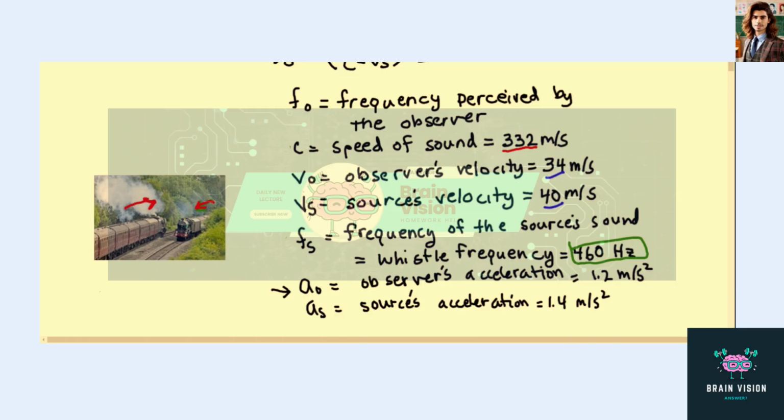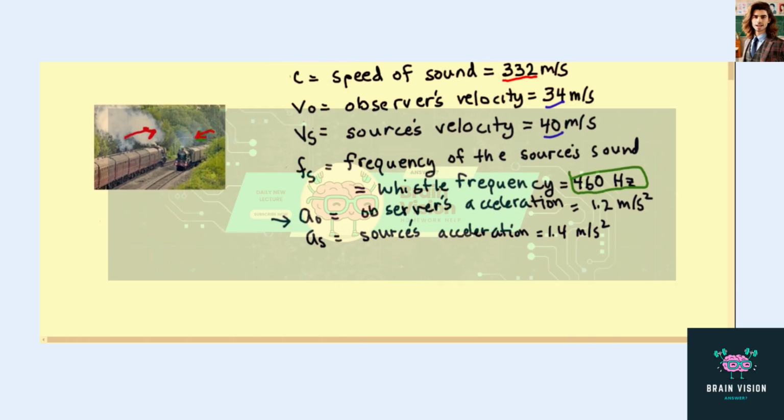So the first question is, what is the frequency that we hear, or what is our perceived frequency? So f sub 0 equals the speed of sound plus our velocity, divided by the speed of sound minus that train's velocity, times that train's frequency, 460, or the train whistle's frequency. Multiply those out, and you get 576.6 hertz, because that's what frequency comes in.